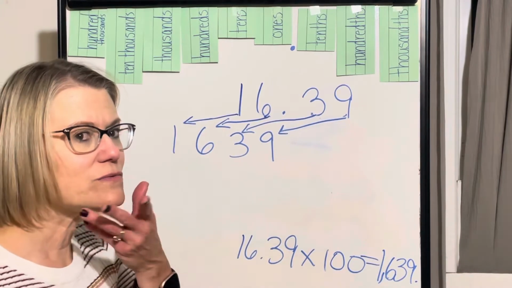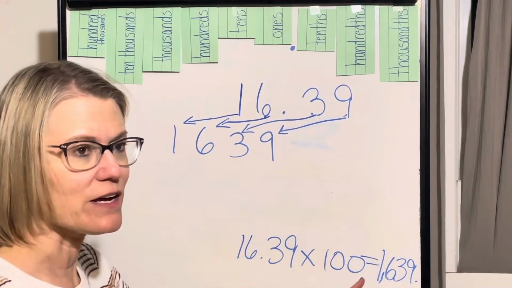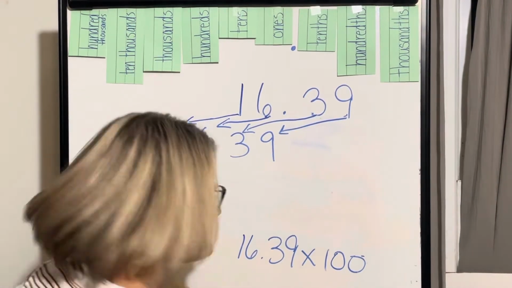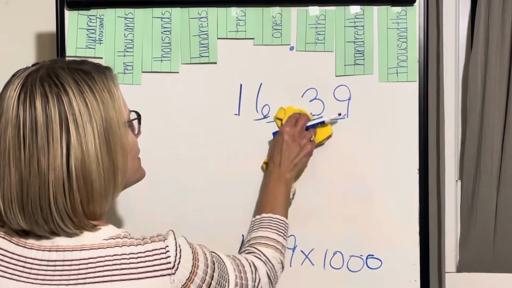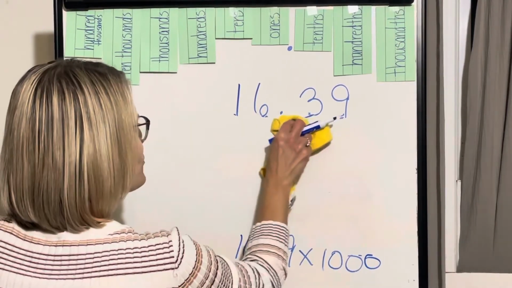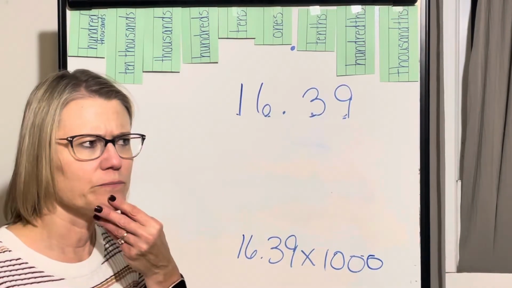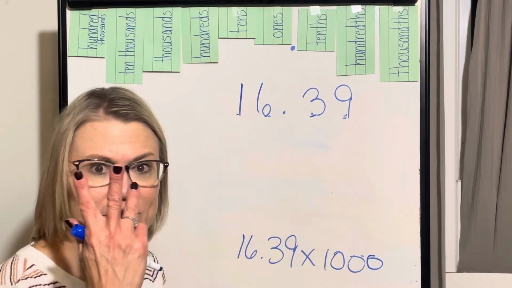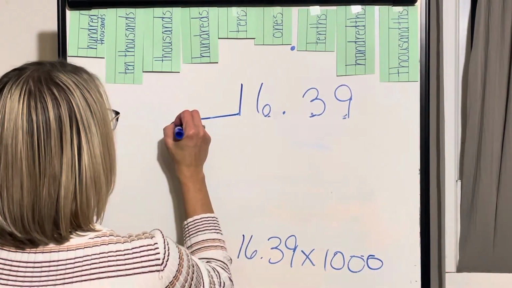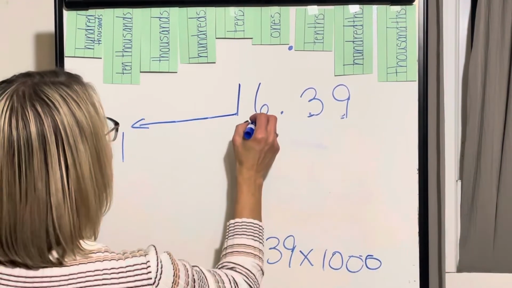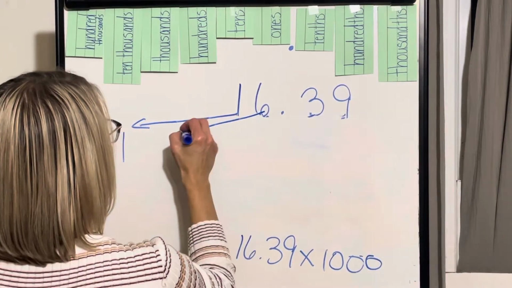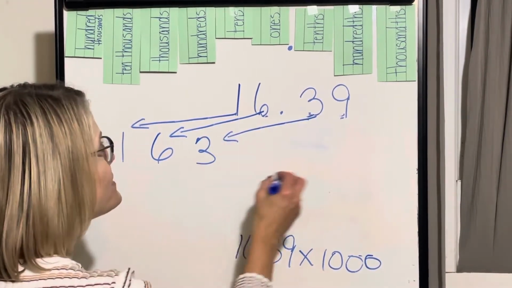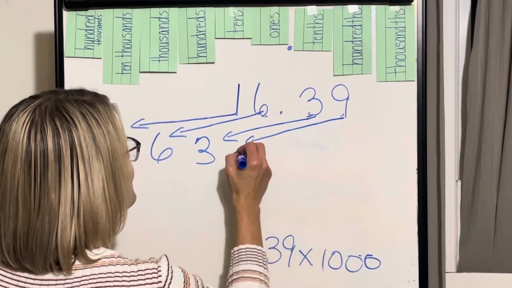Now, what would happen if I multiplied this times, say, 1,000? All right, well, let's try it. So now we've got our original number, and this time we've got 1,000, which I know is 10 to the third power. So now it has to move 3 places. So the 1 that's in the tens moves 1, 2, 3 places all the way to the 10,000s. The 6 moves from the ones 1, 2, 3 places all the way to the thousands. The 3 moves from the tenths 1, 2, 3 places to the hundreds, and the 9 in the hundredths moves 1, 2, 3 places to the tens.